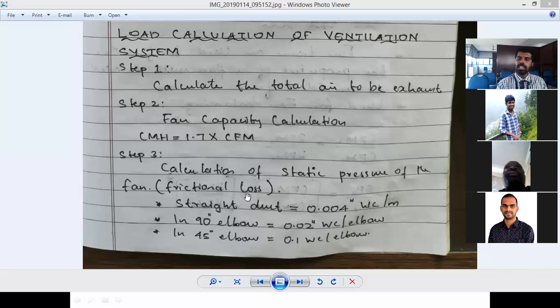Sometimes this static pressure will be given in inches of water column. Sometimes it will be given in mm of water column or water gauge. Okay. So 1 inch of water column is equal to almost 25.4 mm of water column. Okay. Now, last step, step 5.